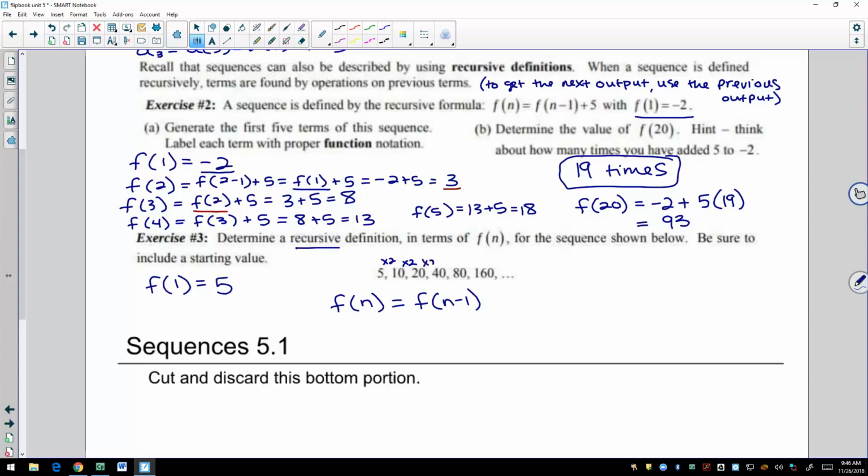20 times 2 is 40. 40 times 2 is 80. 80 times 2 is 160. So my recursive formula would be that I'm taking the previous input's output and I'm multiplying it by 2. And there's your answer. So just remember, recursive means you're always going to have this n minus 1 in your formula somewhere because you're using the previous output to get your next output. Okay, so moving on to lesson 5.2.